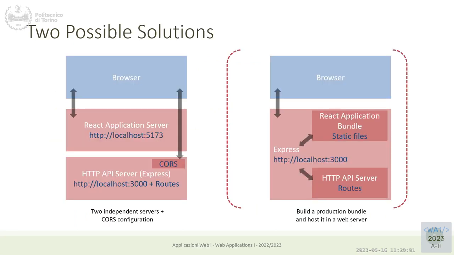So we go for this solution, which is on the left picture, instead of the right one. The right one would be creating an application bundle and publishing that in a folder inside the API server. We don't go this way, we go the two servers way. So practically, we have our API server with the routes defined on port 3000 and the React server, running in development mode, on this port. Two independent servers. Remember to configure CORS, otherwise the fetch will fail.